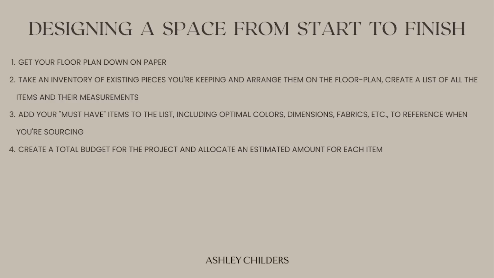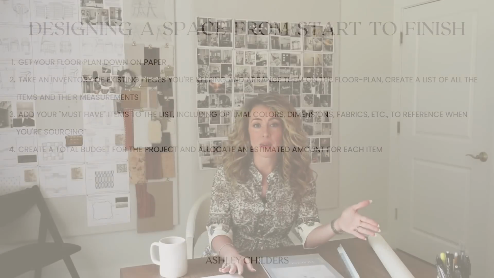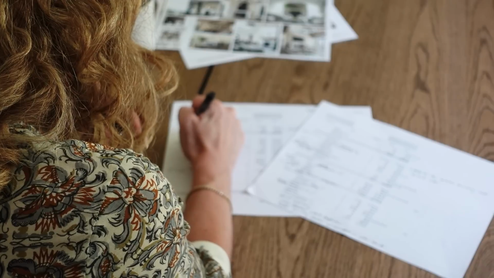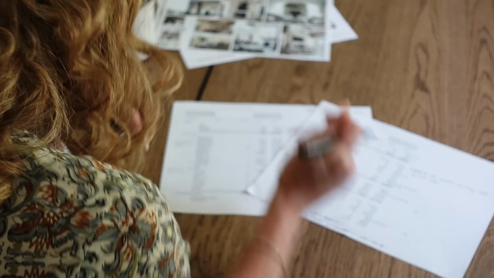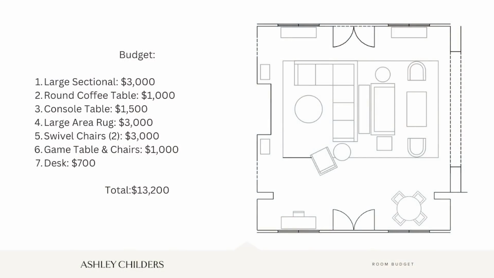Step 4 is budget allocation. So the deal is that everybody has a budget. Your budget can be $200, it can be $200,000. It doesn't matter. Budget is important and budget allocation is important. You don't want to go spend every bit of your budget on one thing for the room when you have 25 other things to buy.